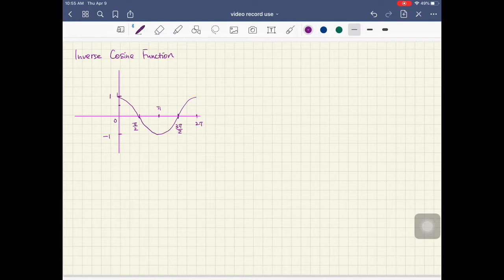This is the third video for section 6.1. Here we're talking about the inverse cosine function. On the screen you see me graphing out the original cosine function graph with only one period.